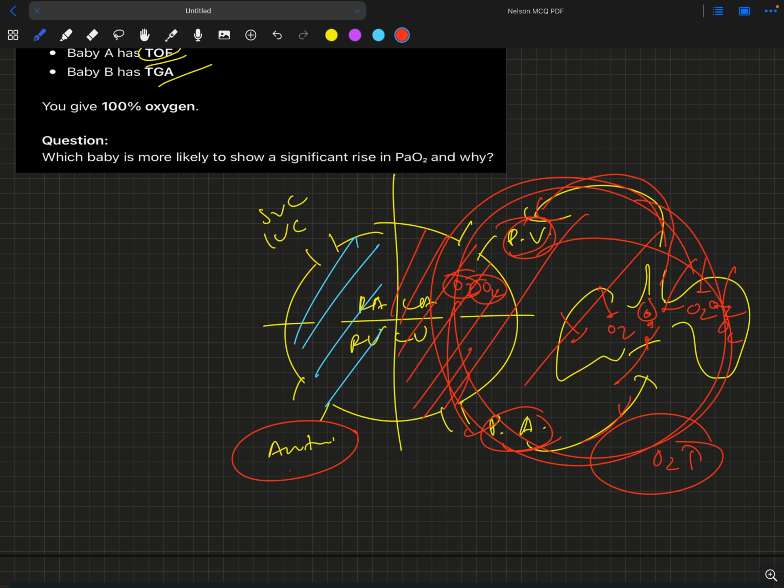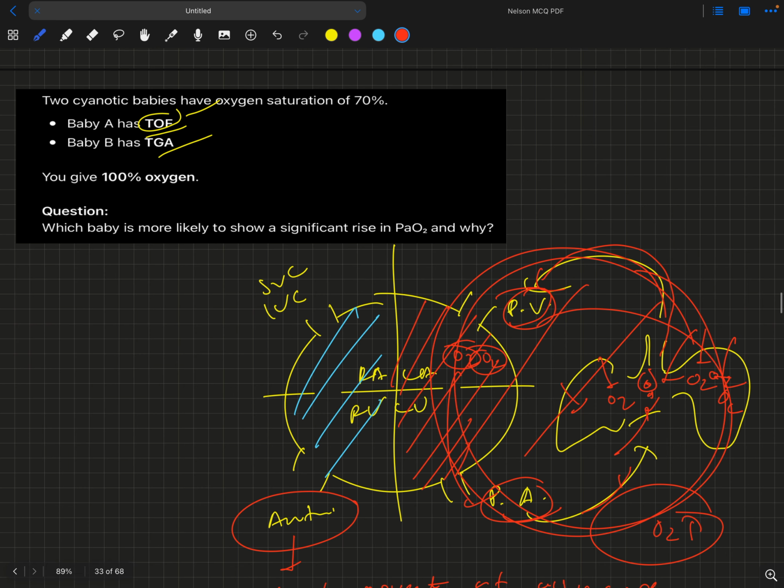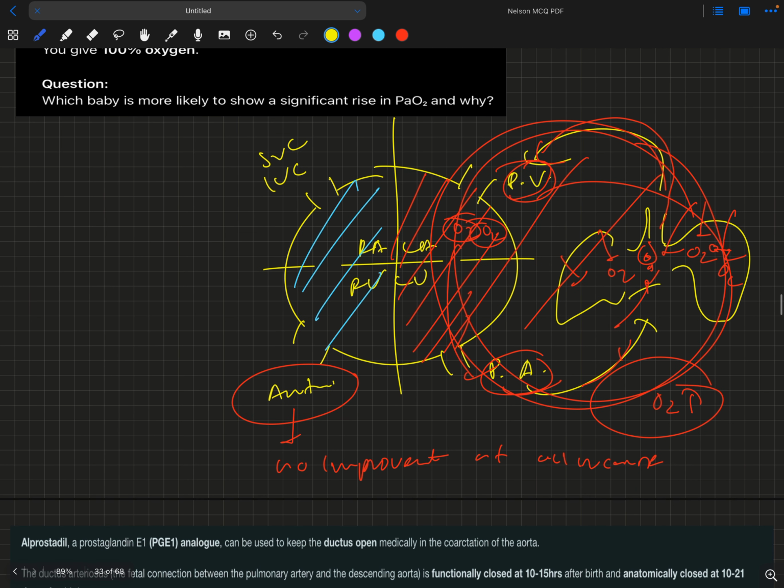This is the aorta, which supplies the whole of our body, so there will be no improvement at all in a baby with TGA. But in case of TOF, tetralogy of Fallot, there will be improvement because a ventricular septal defect is present in between. So there will be some improvement seen in baby A, but no improvement in the TGA baby. So this is all about this.